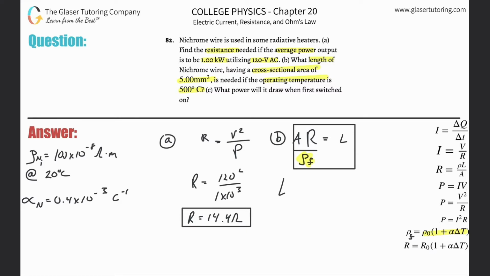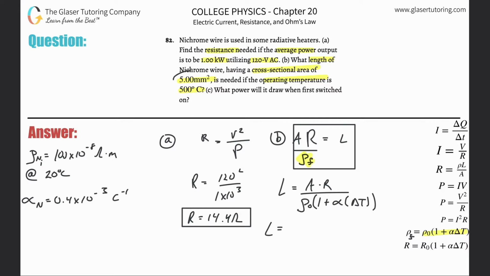So what I'm going to do, reorganize this a little bit. Cross-sectional area multiplied by resistance, all divided now by the original resistivity, or the resistivity at 20 degrees Celsius, multiplied by 1 plus then my alpha value, right? And the alpha value is going to be 0.4 times 10 to the minus 3. So we got 0.4. Actually, let me just substitute everything in and then I'll plug it in. And then multiplied by the change in temperature. Sorry. Now let's plug everything in.